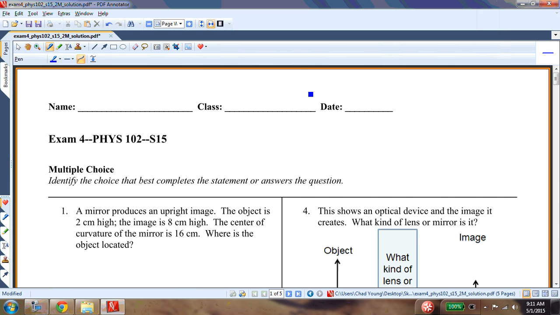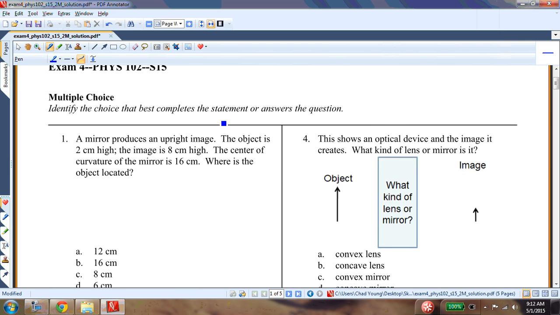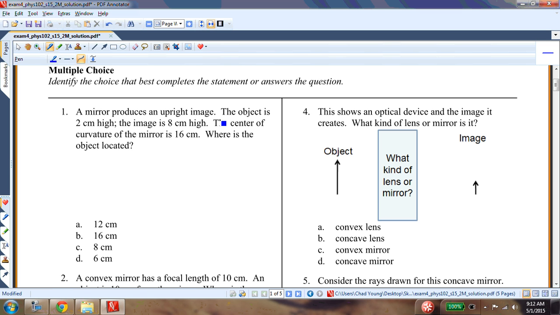Okay, this is exam 4 for Physics 102, the 2M section. A mirror produces an upright image. The object is 2 centimeters high. The image is 8 centimeters high. The center of curvature of the mirror is 16 centimeters. Where is the object located?